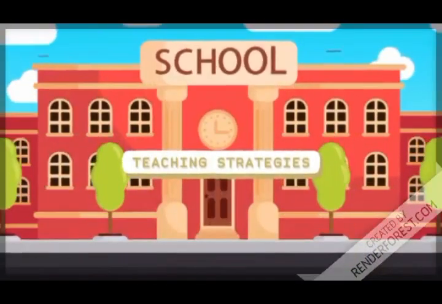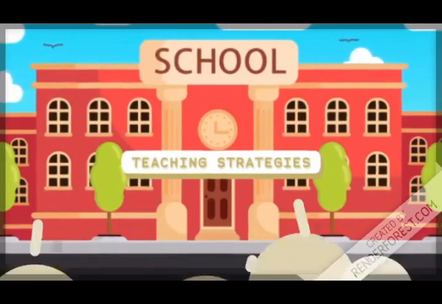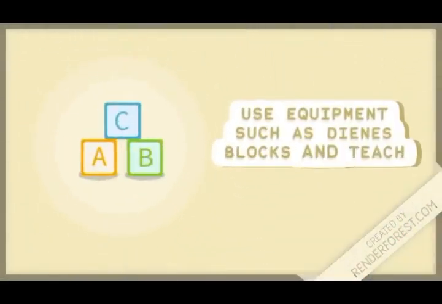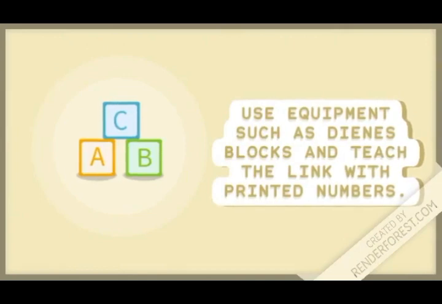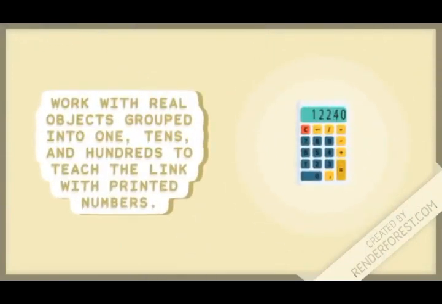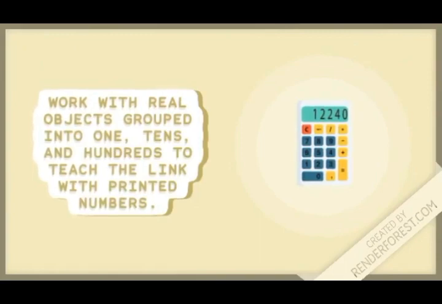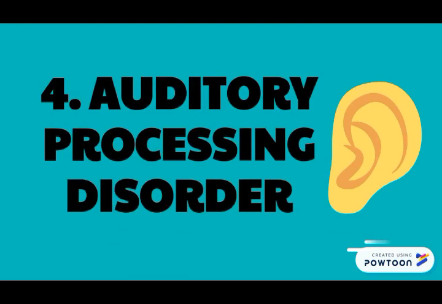Here are the teaching strategies for students with dyscalculia and dysgraphia. Number 1. Use equipment such as dice and blocks and teach the link with printed numbers. Number 2. Work with real objects grouped into ones, tens, and hundreds to teach the link with printed numbers.